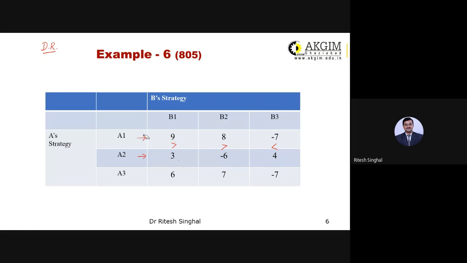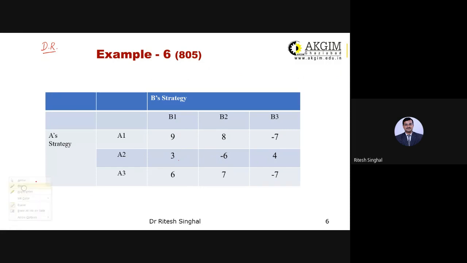Comparison of first row and second row is not possible. So we have to choose another option. Let's compare row 2 and row 3. 3 is less than 6, good. -6 is less than 7, very good. But 4 is greater than -7. So here the second row and third row could not be compared with each other. So we need to try another combination. We'll remove all these things here and try another combination.